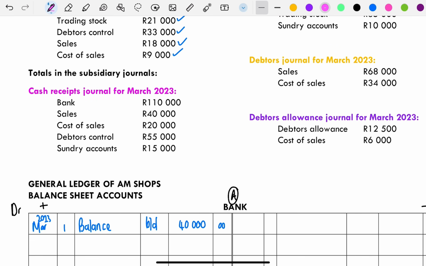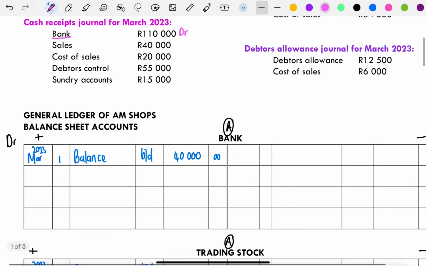And that means our first column, which is bank, is always going to be debited in the bank account because it means that we've received money and our bank therefore will increase. So we will do those entries in a moment. But step 3, all I want you to do is to write your posting rules down.